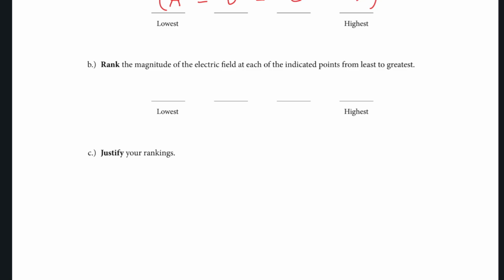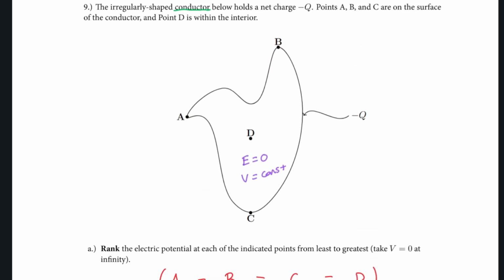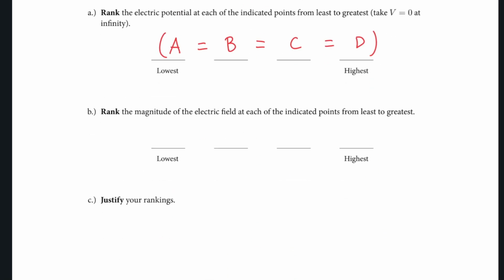Then we can do the E field. So the E field uses this curvature idea. So we said that the E field is stronger at your sharper points. Again, think like your lightning rods, right? You got to use that excess copper to craft something, I guess. So if you make your nice little pointy rod, well, the pointy part is going to have a stronger E field if that was attached to a conductor. So first of all, we know D is 0. The E field at D is 0 because it's inside the conductor.